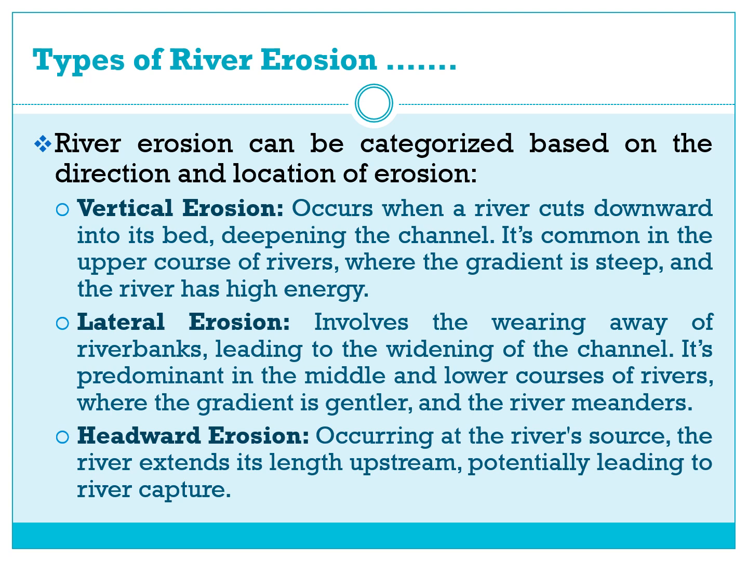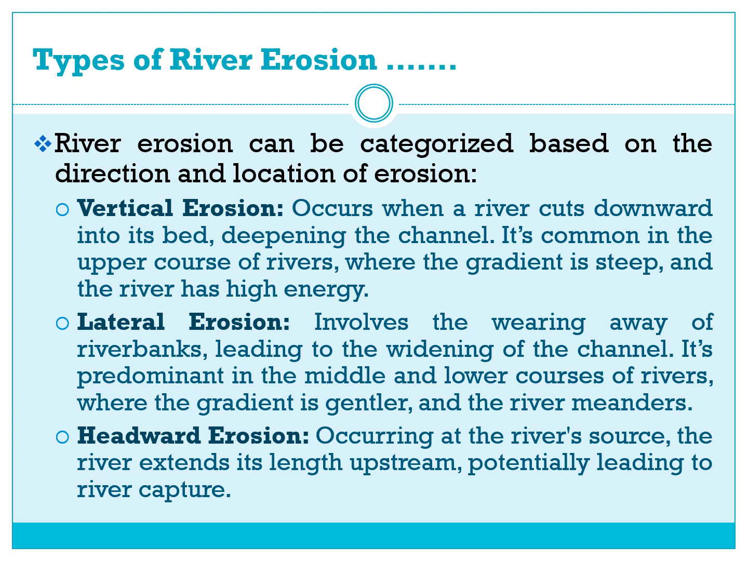Lateral erosion involves the wearing away of river banks leading to widening of the channel, forming meanders, floodplains, and oxbow lakes. It's predominant in the middle and lower course of rivers where the gradient is gentler and the river meanders.